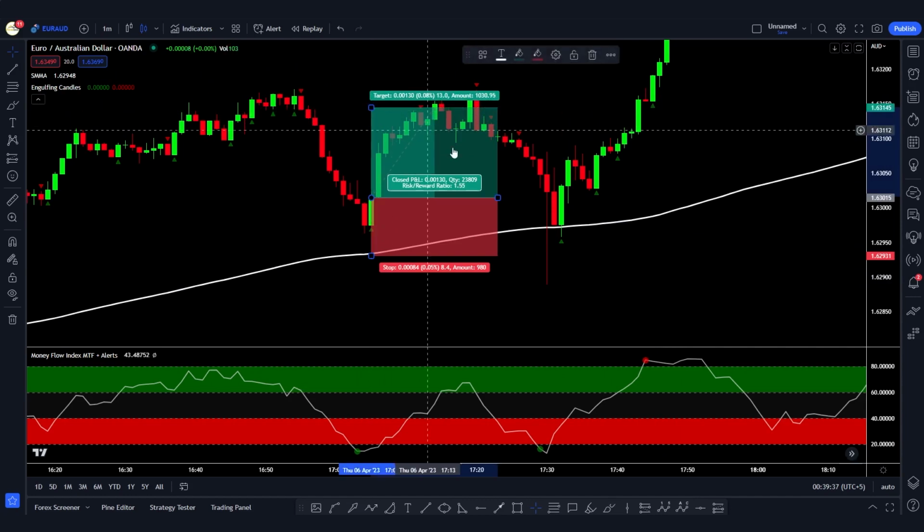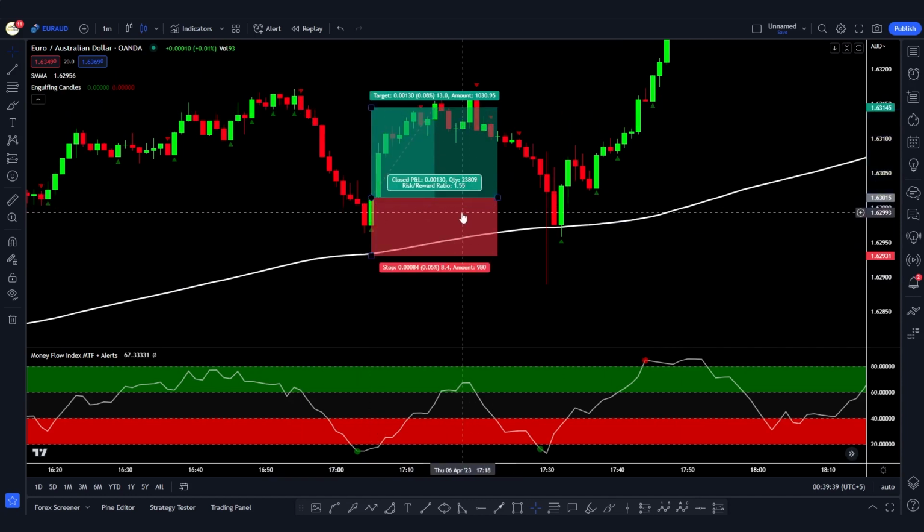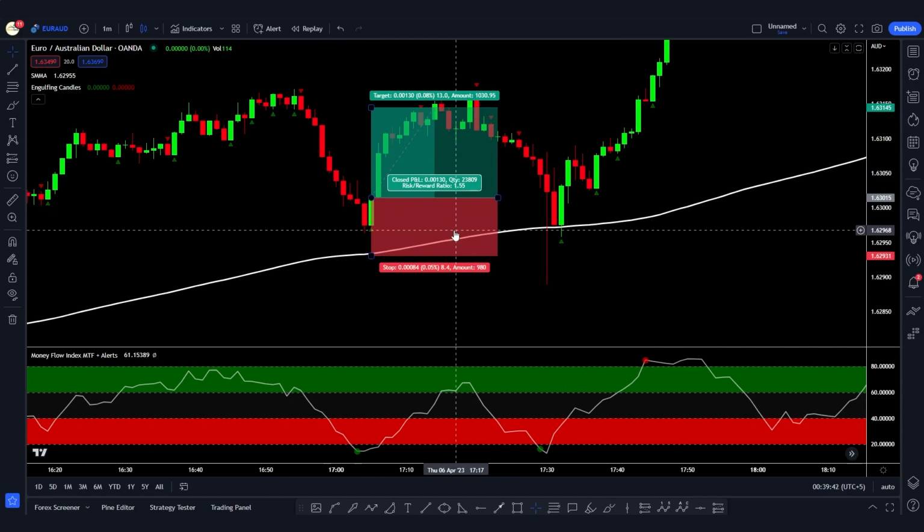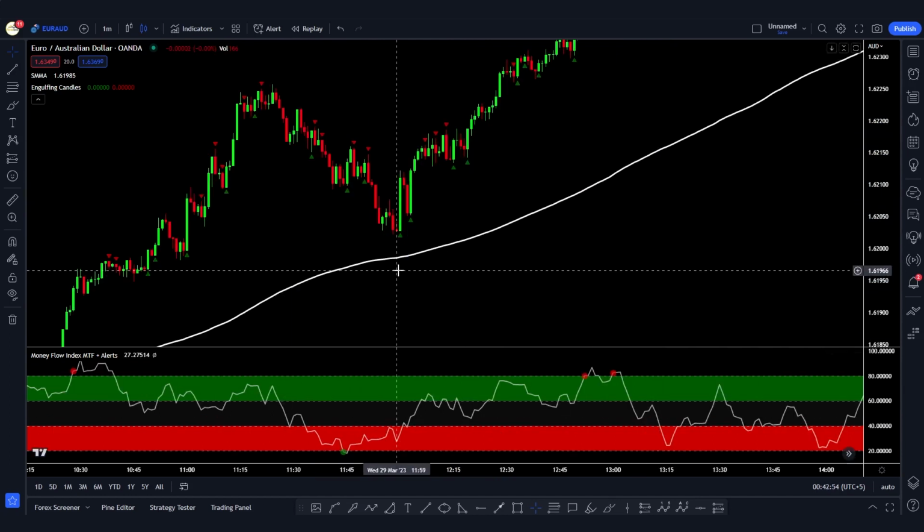So as you can see, our 1.5 risk to reward ratio has been met, and this trade is a profit of 1.5 risk to reward ratio. Now let's go ahead and look at another example of taking long positions.